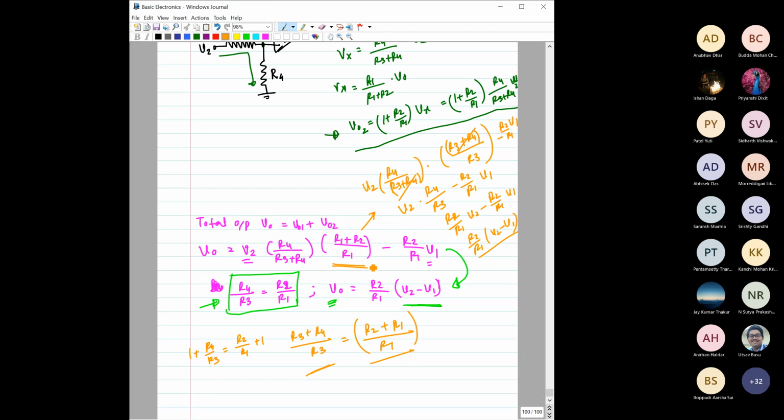So you can see it, right? For this condition, ultimately you will get the output voltage. So this is basically the output voltage. So output voltage, you will get it like this one. Okay. Fine.